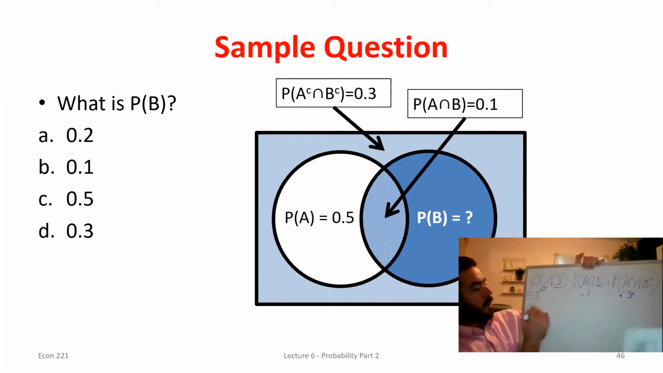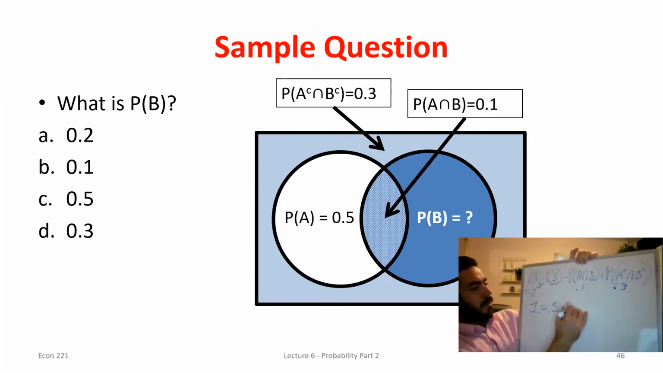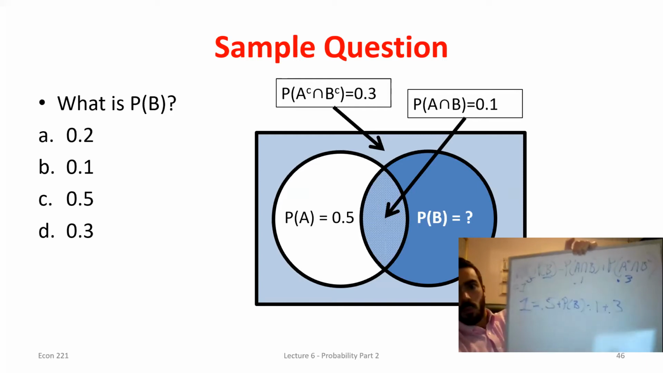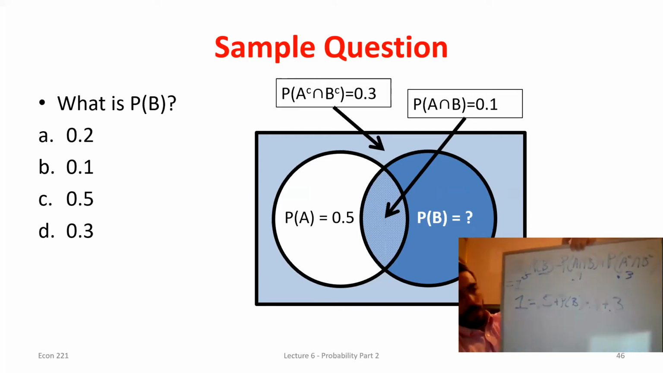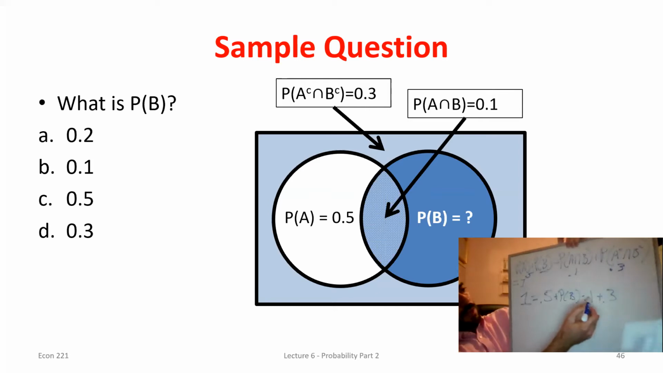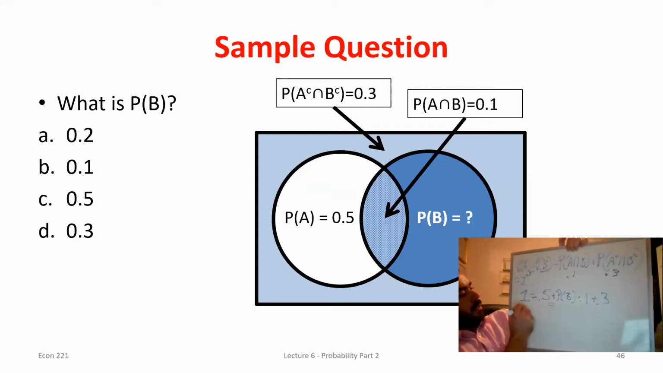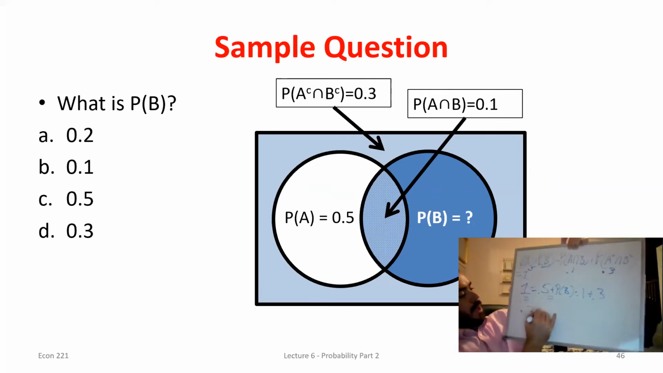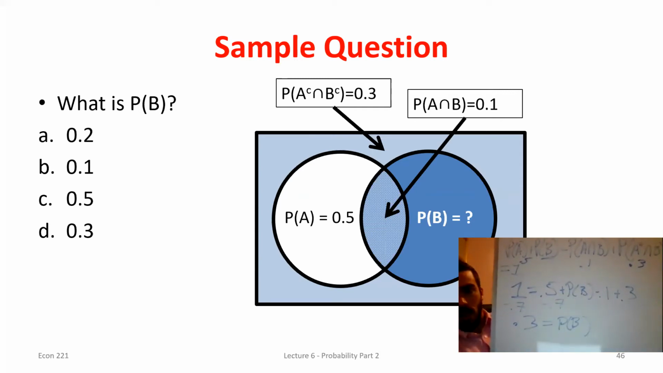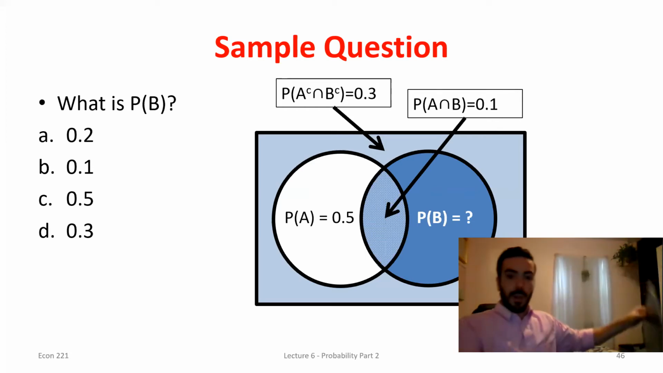So let's rewrite this equation. 1 equals 0.5 plus the probability of B minus 0.1 plus 0.3. Now it's just algebra. 0.5 plus 0.3 is 0.8, minus 0.1 is 0.7. So I subtract 0.7 from both sides, and now I've got 0.3 equals the probability of B. That's all I've done, just rearranging things, and I end up being able to solve for the probability of B.